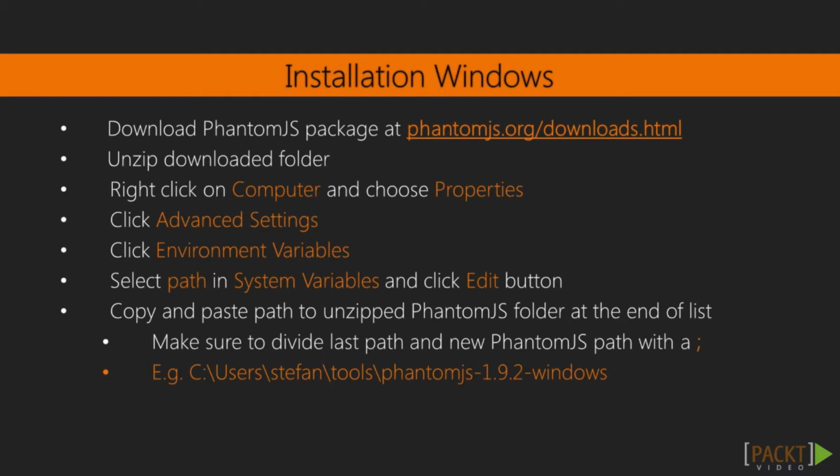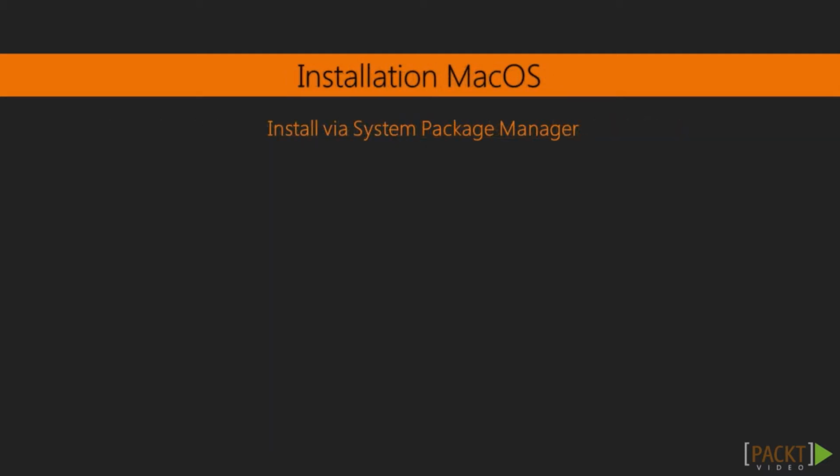Make sure to divide the last and the newly added path with a semicolon. Click the OK button and reboot the machine. And that's all it takes to make PhantomJS available on the command line on a Windows machine. For OS X users I recommend using a system package manager.